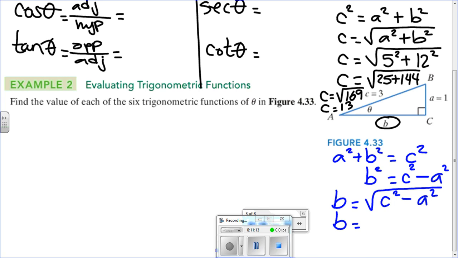Do you guys know the triangle inequality? If I was to add a plus b, the two sides that are not the hypotenuse, they will have to be greater than the hypotenuse. So that is also another way to figure out that you don't have a real triangle.